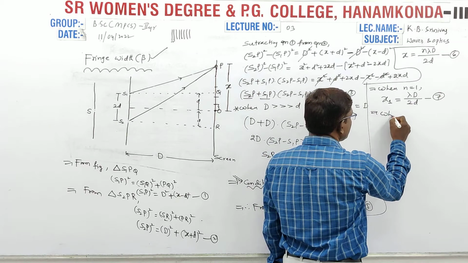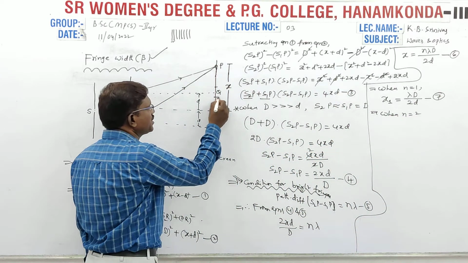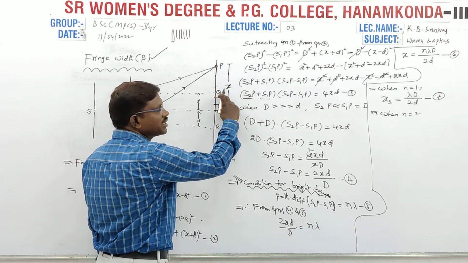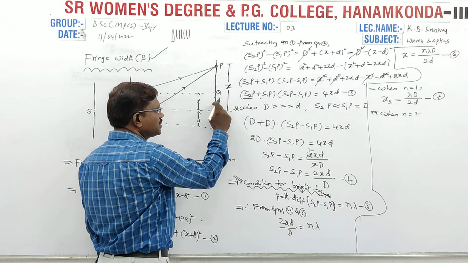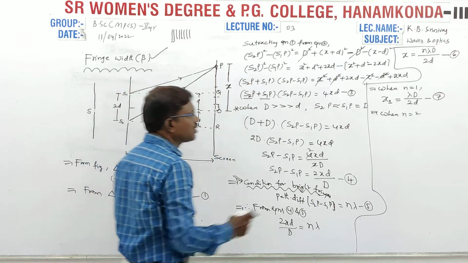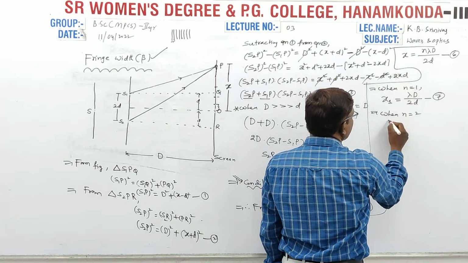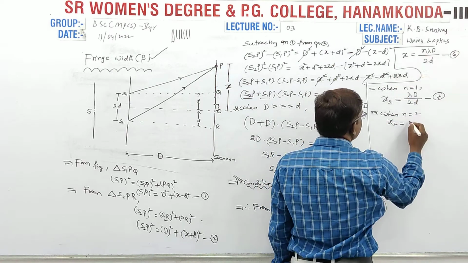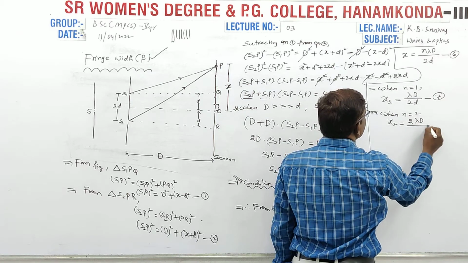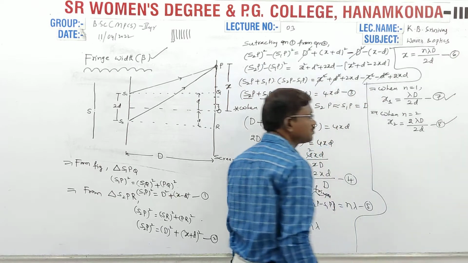When n is equal to 2, that is the distance of the second bright fringe from the center of the screen. This distance I am representing as x2, and this distance as x1. Already I have derived x1. So from equation 6 again we can write x2 is equal to, instead of n you can write 2, lambda D by 2d.